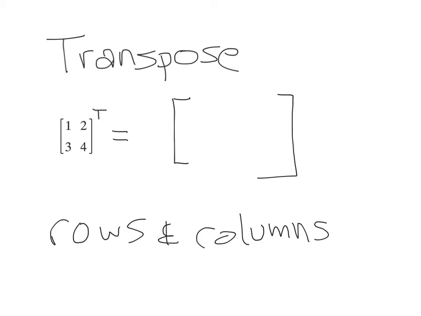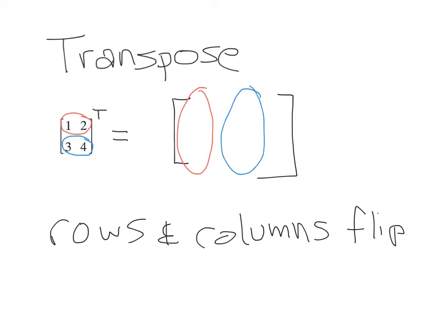This matrix is square, 2 by 2, so even if we flip rows and columns, it'll still be 2 by 2. But it looks like this. So highlight the first row. That first row will now become your first column. The second row will now become your second column, and so on. So our first row, 1, 2, becomes our first column. Our second row, 3, 4, becomes our second column.